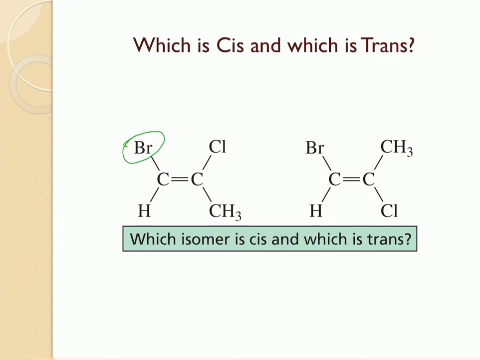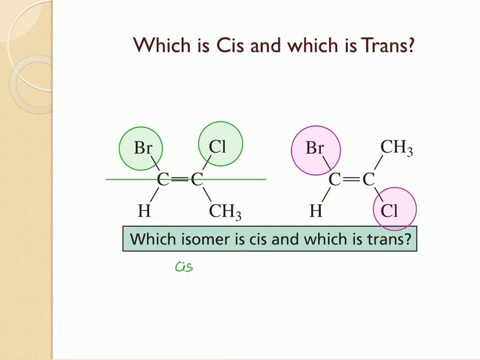And similarly, we are going to see on this carbon, which one has got higher priority. We have a chlorine atom here on the top and we have CH3 on the bottom. So between these two, which one has got higher priority? Obviously, it's going to be chlorine because this is the one that's going to have higher atomic number. And when you divide this alkene molecule into two halves, you can see that the two groups are on the same side of the molecule and therefore this is going to be cis. Whereas this compound on the right, where the two groups are on opposite sides, is going to be trans.